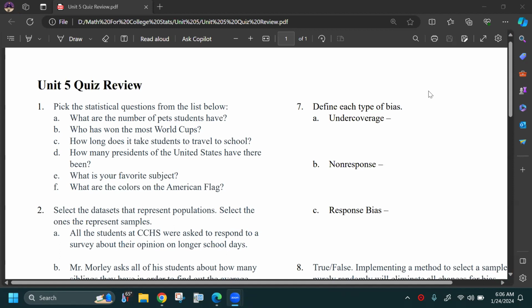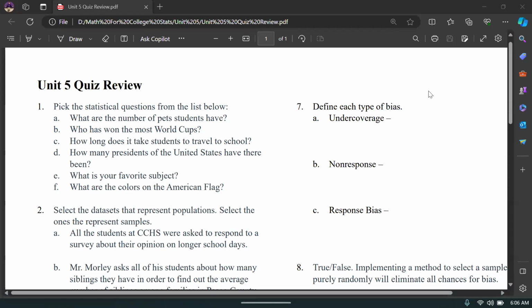So let me flip my computer around. It's a little bit easier for me to write on. All right, so we're going to go through the questions one by one, just like we always do. And if you have any remaining questions, just see me in class.